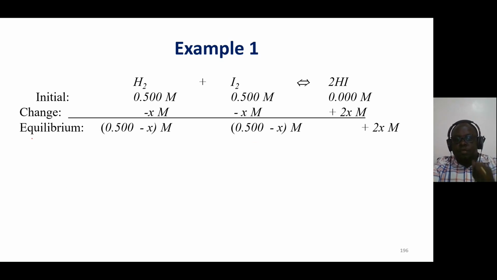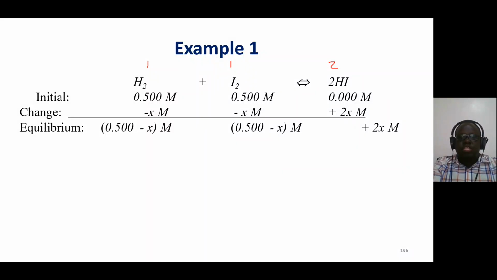So we move the similar way that we looked at the other example. Hydrogen plus iodine gives us hydrogen iodide. Please notice the mole ratio. Here you have 1 mole of this and 1 mole of this, giving us 2 moles of HI.